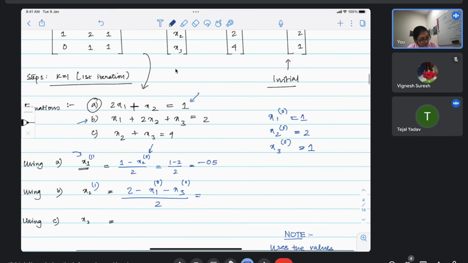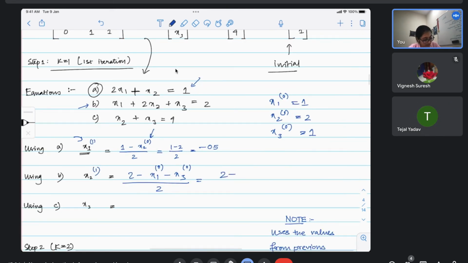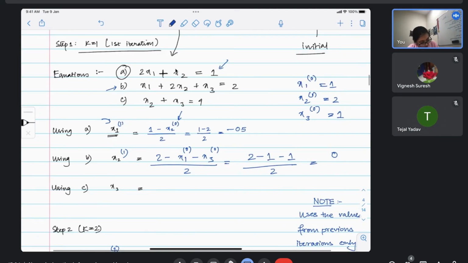So now you tell me, what will this be? 2 minus 1 minus 1 divided by 2. That will give me 0. Done. Okay. So similarly, I'll write x3 for you all. x3 is going to be 4 minus x2 of the 0th iteration, which is 4 minus 2, equal to 2.